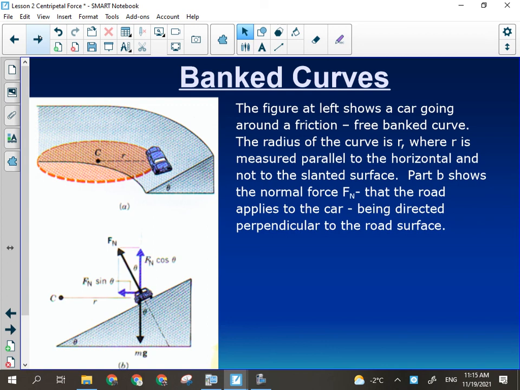This is what I was talking about with banking the curve makes the normal force help you. Normally when we looked at an inclined plane, we had gravity acting downwards, normal force acting this way, and then we had F parallel. That's all still there, but what we do is flip it. When we're on top of it and using it as a circle, we want that normal force, still pointing this way, to have a component that's towards the center.